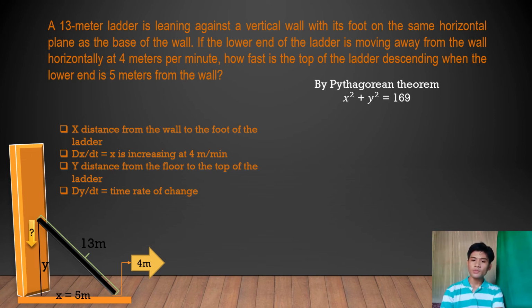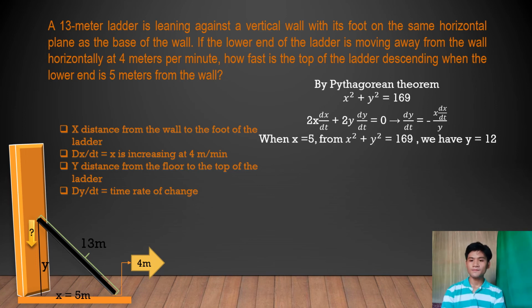But in this case, we are already finding the differentiation of the given Pythagorean theorem, which is x squared plus y squared is equal to 169. So 2x dx over dt plus 2y dy over dt is equal to 0, and dy over dt is equal to negative x dx over dt all over y. It's the same process that we applied in the first example presented.